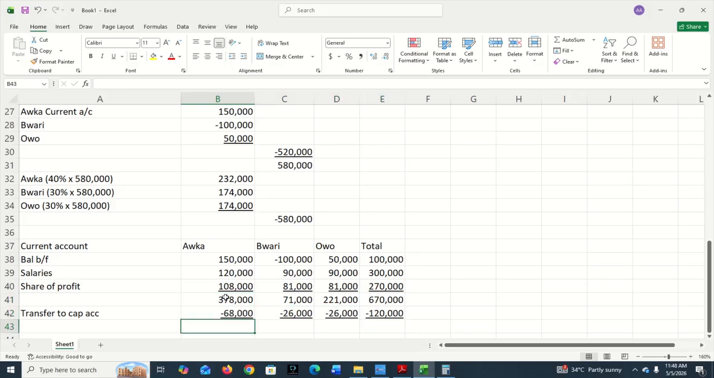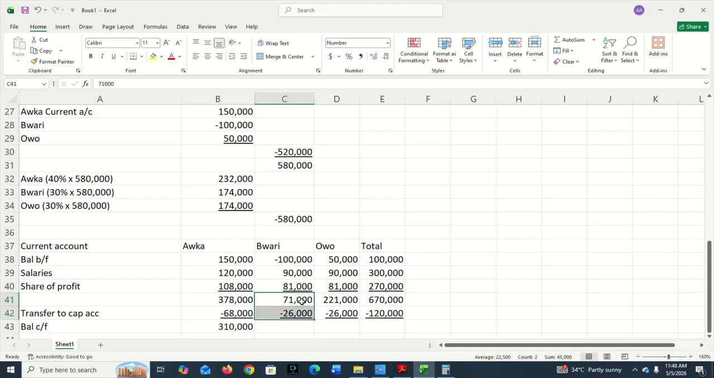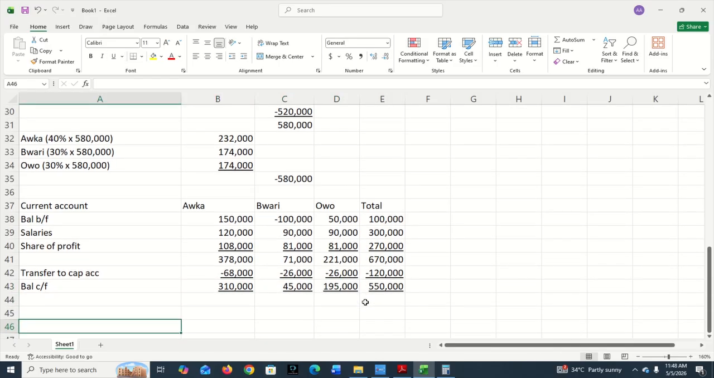So all right. So let's start. 378 minus 68 will give me how much? So 310,000. This is their balance. So this is what we use as opening balance for next year. Balance carried forward. Okay. So this 71 minus 26 will give us 45,000. Okay. 221 minus 26 will give me how much? 195,000. And 670 in total will give us how much? 550,000. All right. So that's that. So let's go and do their capital account.